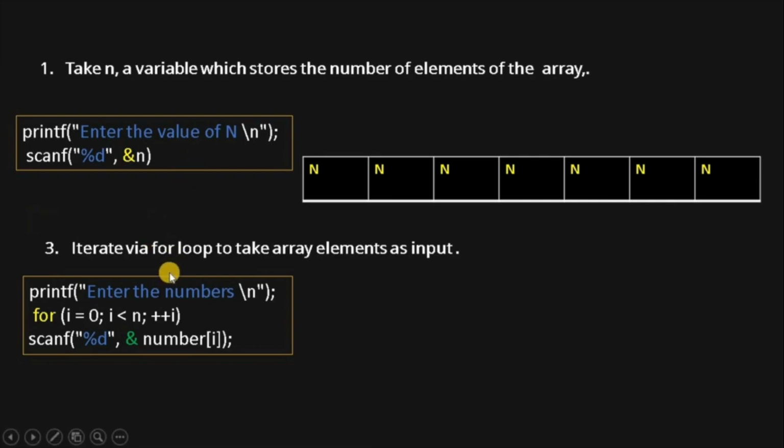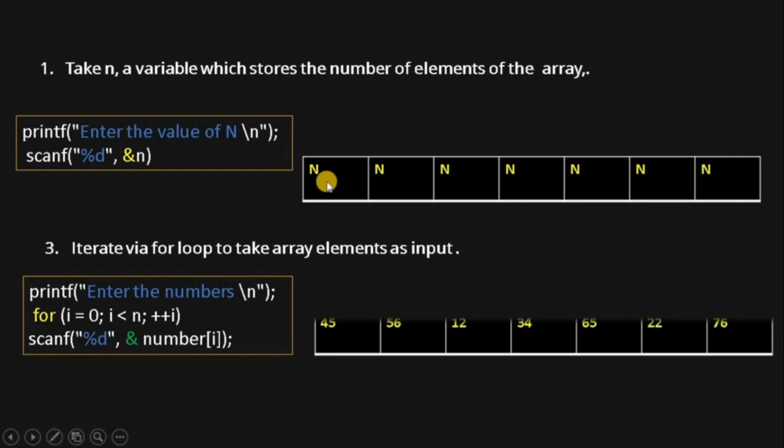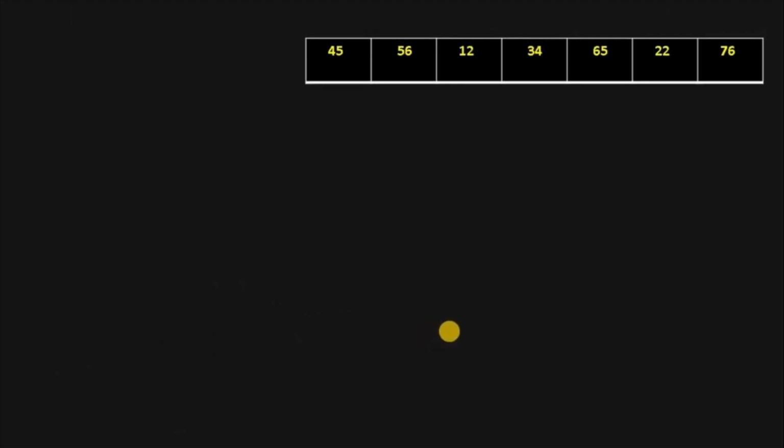That means if the user enters 7, then the value of n will be 7, and it will iterate through 7 loops, asking for each i as an integer and putting it in the array. So the array will be obtained as 45, 56 and so on, as the numbers entered by the user. So now we get the array. Now we have to sort this array in ascending order.